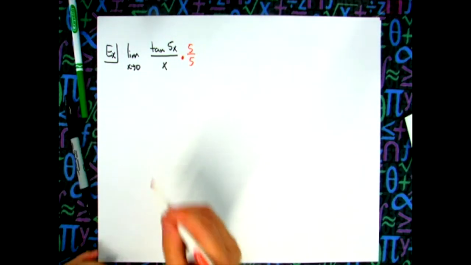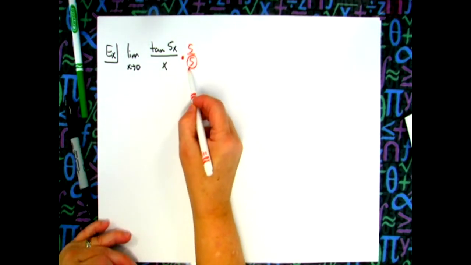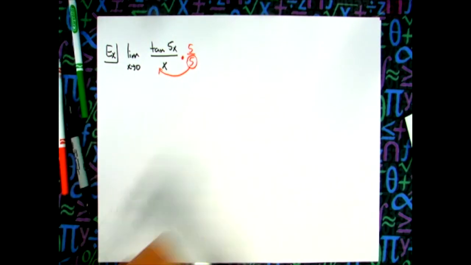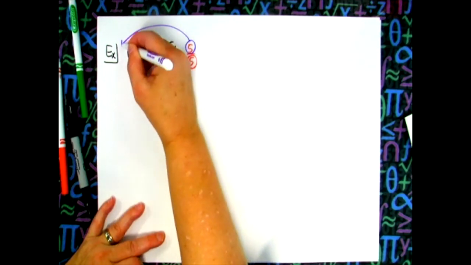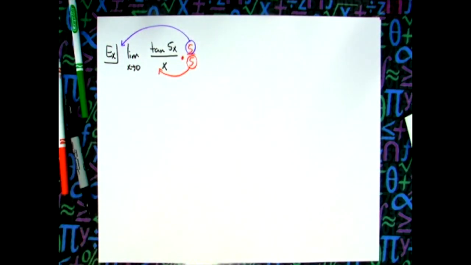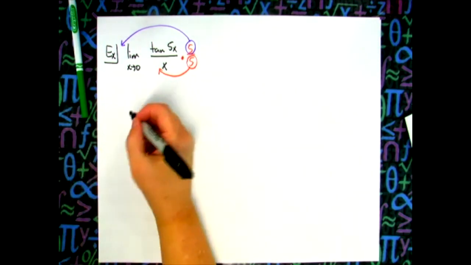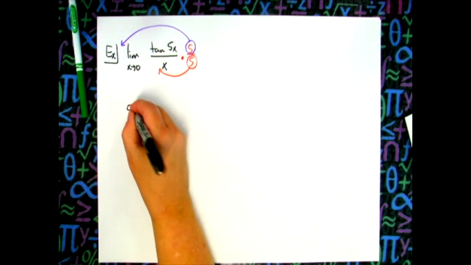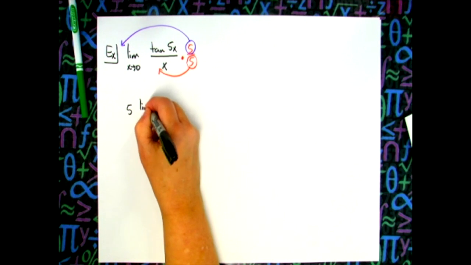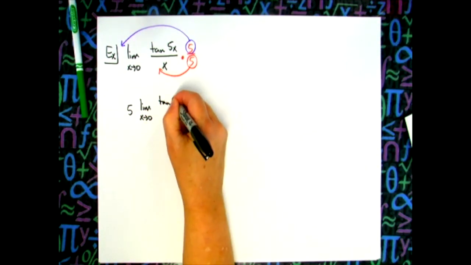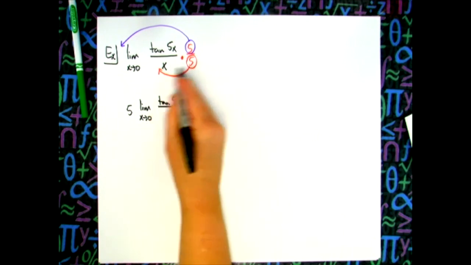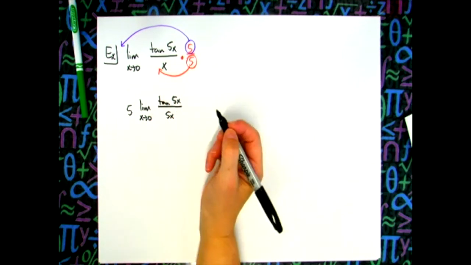All right. I need this 5 to stay right here in the denominator. But the 5 in the top is extra. So I'm going to use the scalar multiple rule that says I'm allowed to pull that out in front of my limit. So then I've got 5 times the limit as x approaches 0 of tangent 5x over, multiply those, and in order I've got, I'm good there.